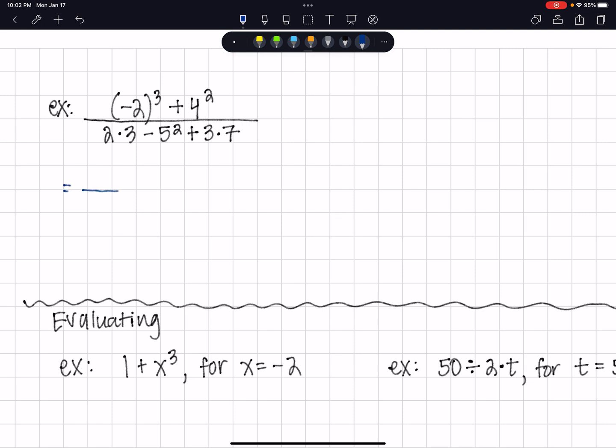Okay, if you're coming back to look and see how you did this problem and if you did it correctly, I would take the negative 2 cubed first, which is going to be negative 8. So I'd have negative 8 plus 4 times 4 is 16. And then in the denominator, I would have 2 times 3 minus 25 plus 3 times 7. The numerator is going to simplify to be positive 8. Negative 8 plus 16 is positive 8. And in the denominator, I'm going to have 6 minus 25 plus 21.